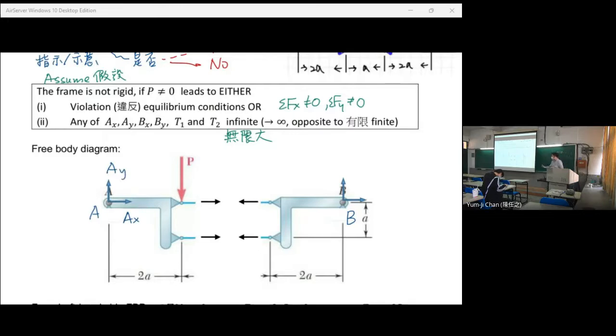Now at point A we have a pin support, so we have AX and AY. And how about at point B? What forces do we have? Because it's a pin joint, does it go to the left and to the right? No. So we have Bx. Does it go up and down? It does not go up and down, so we have By.